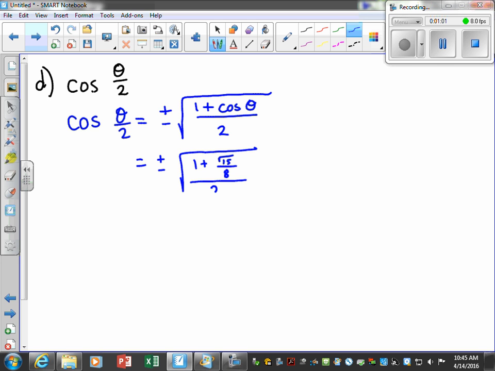Leave our denominator alone. The next thing we did is we simplified the numerator only by getting a common denominator here. So a common denominator of 8 would be 8 plus the square root of 15. Then of course that's divided by 2.